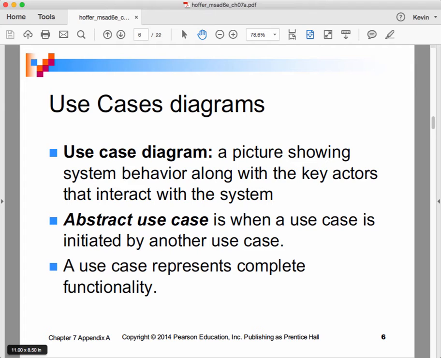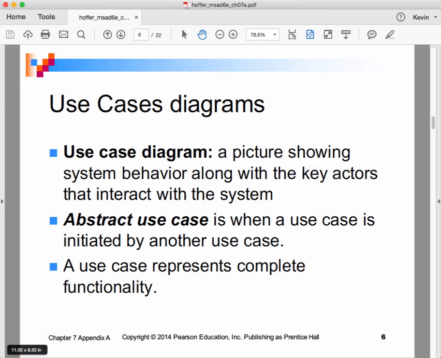What's an abstract use case? Well, this is another kind of fancy feature of use cases that, on the advice of Martin Fowler and in the experience of Kevin Trainor, is not really a good thing for us to go into. So we're not going to be dealing with abstract use cases.